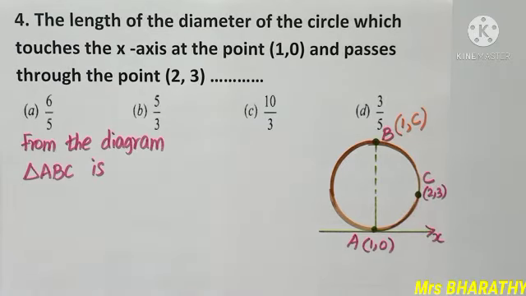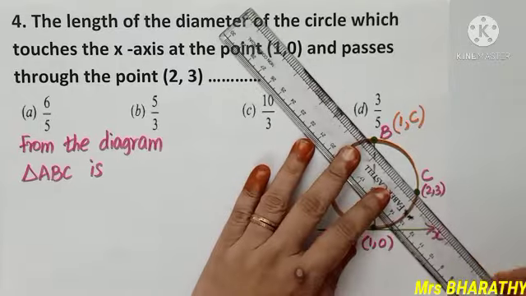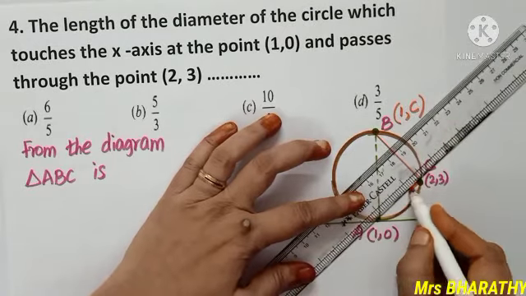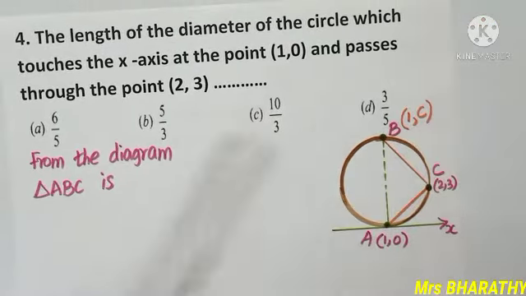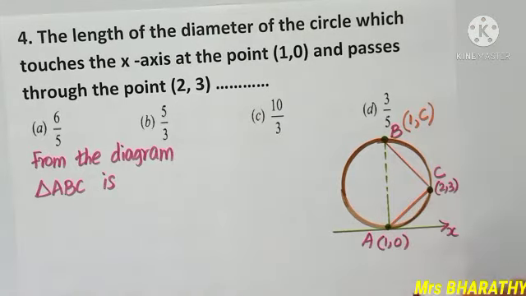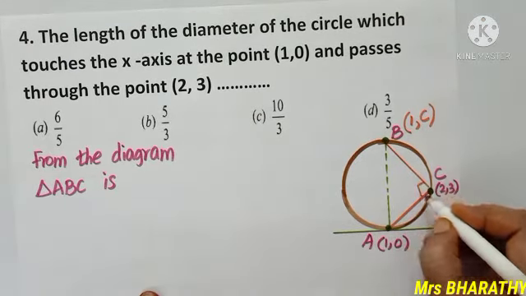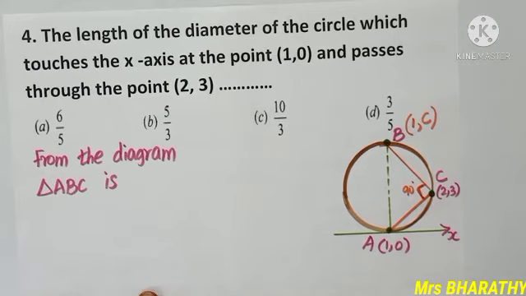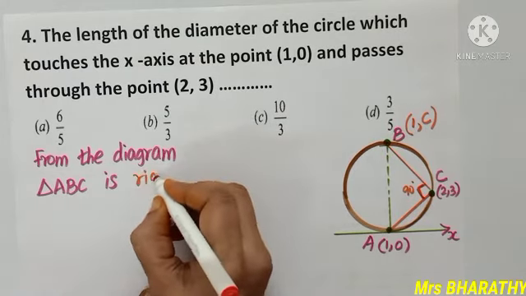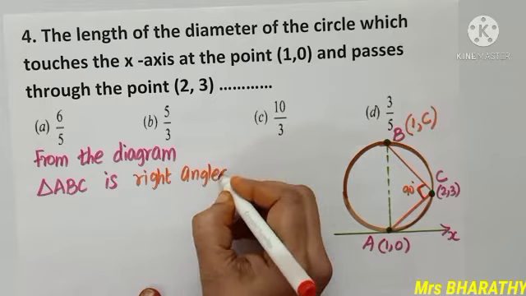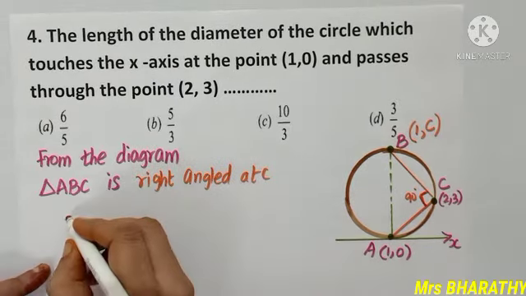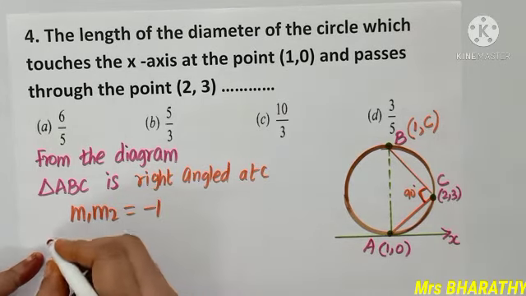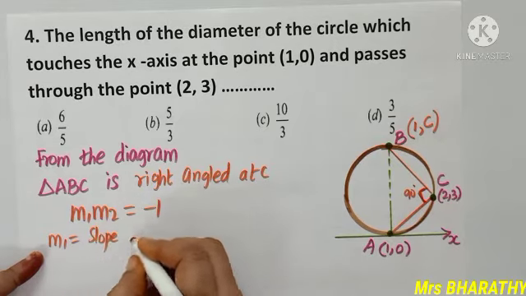We know angle made in a semicircle is 90. So if I join triangle ABC, obviously AB is the diameter. So this is a right angle. So when I declare it to be right angle, I can say triangle ABC is right angled at C. Therefore, the product of slopes M1, M2 I will say minus 1. M1 slope of AC.